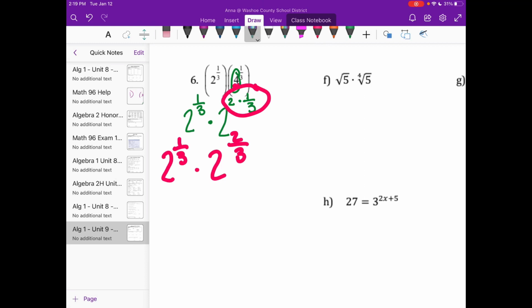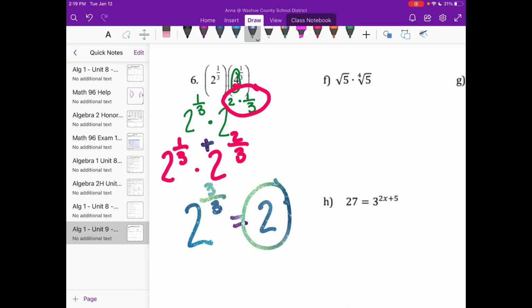All right. Now I know I'm supposed to add those fractions, right? Because I'm multiplying. So I see that I have 2 to the 2 plus 1 is 3, my bad, over 3. 3 over 3 is just 1. So 2 to the first, which is just 2. So it looked really scary, but ended up honestly not being that bad.